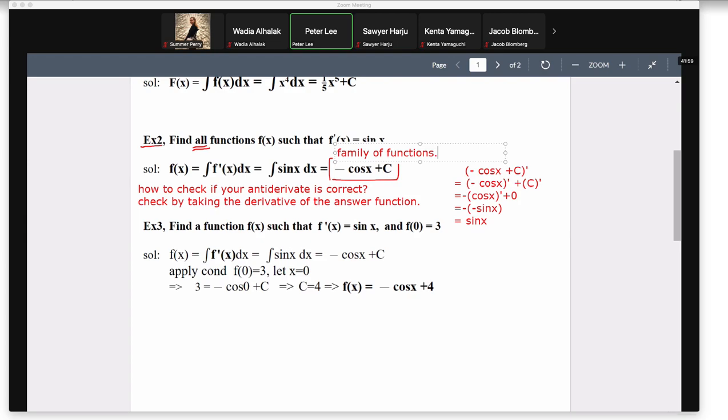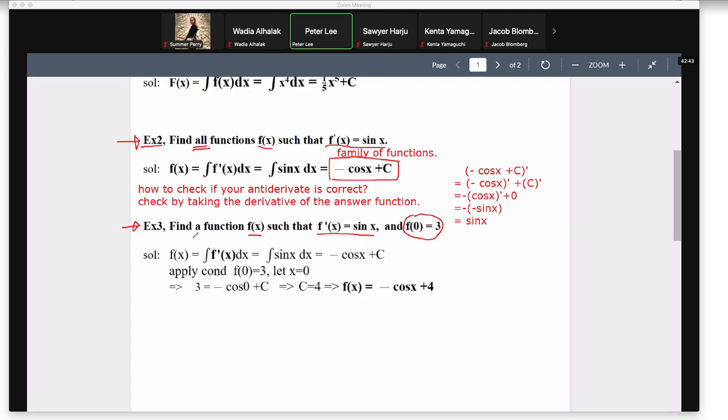Okay, so now let's look at example 3. If you compare example 2 and example 3, there's not much of a difference. They're quite similar, but in example 3 we have one more condition. Example 2 says f prime is sine x. In example 3, f prime is also sine x, and the question is to find the function f of x, exactly the same thing.